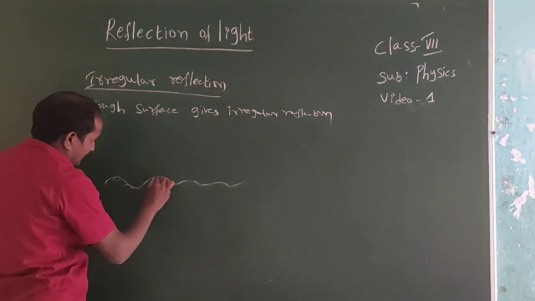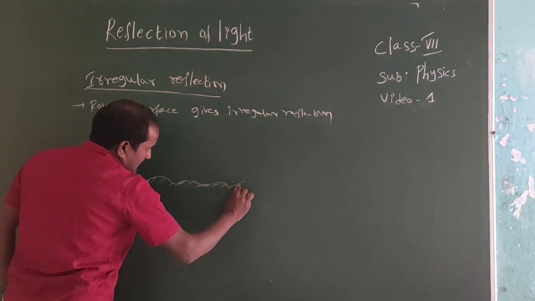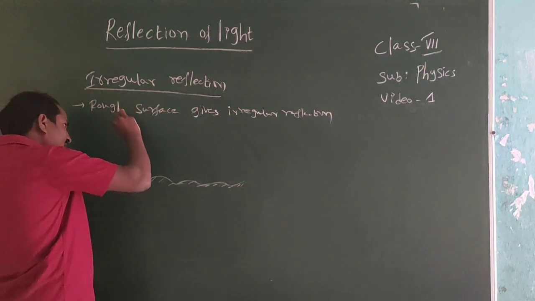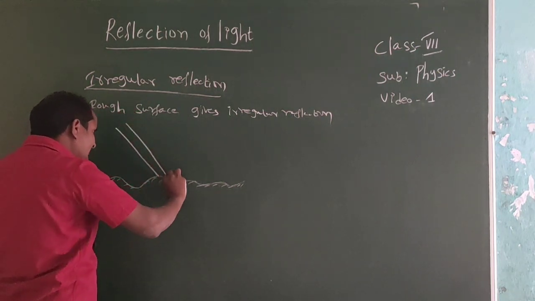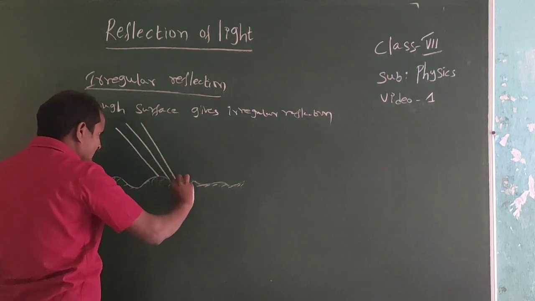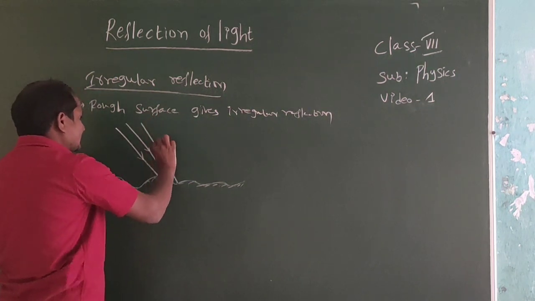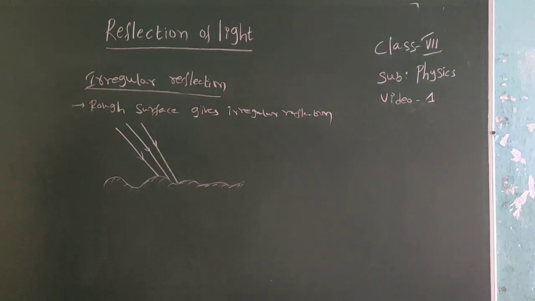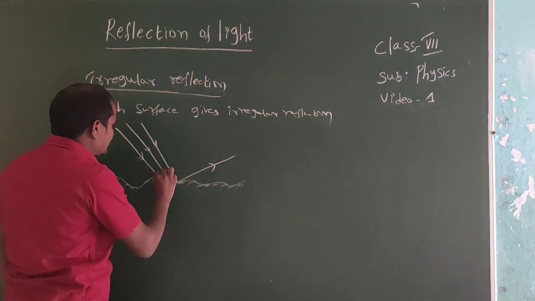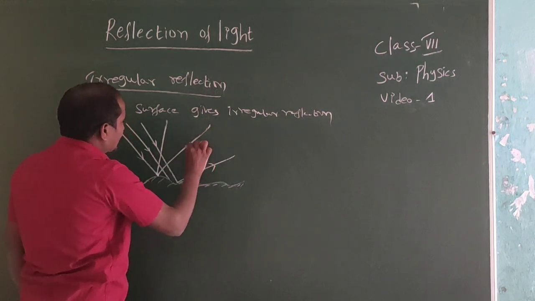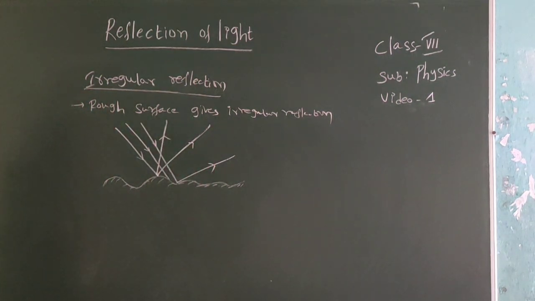Rough surface. These are the incident rays. If incident rays are parallel to each other, but the reflected rays are not parallel, that is called irregular reflection. So a rough surface gives irregular reflection.